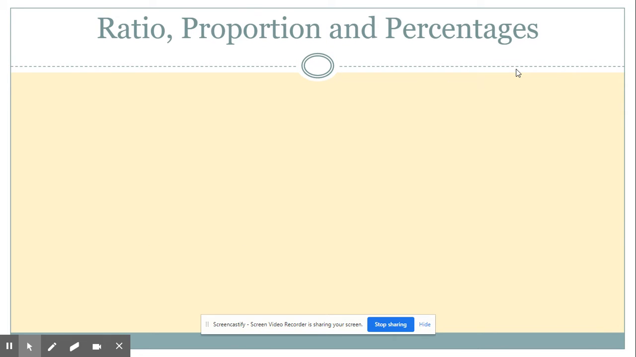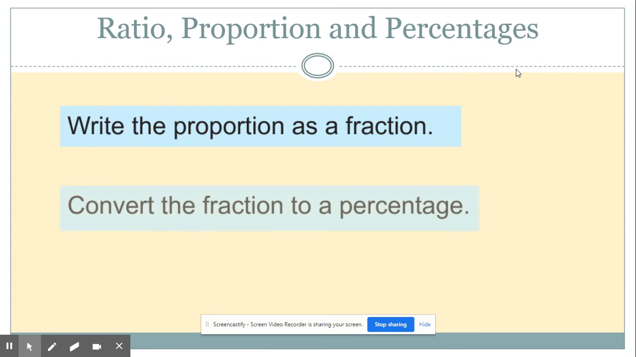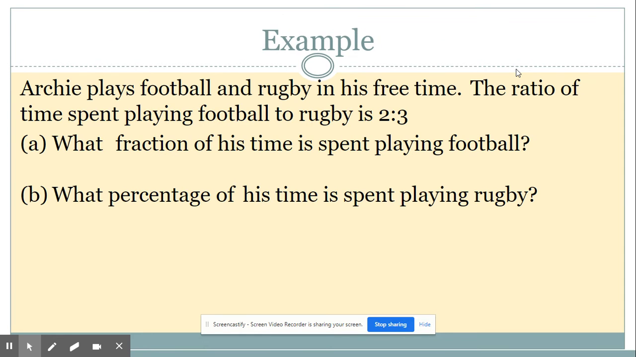There are two steps involved when you have to write a ratio or proportion as a percentage. First step is write the proportion as a fraction. Second, convert the fraction to a percentage. So it will be done in two steps. First of all, you will write it as a fraction, and then you will convert the fraction to a percentage.